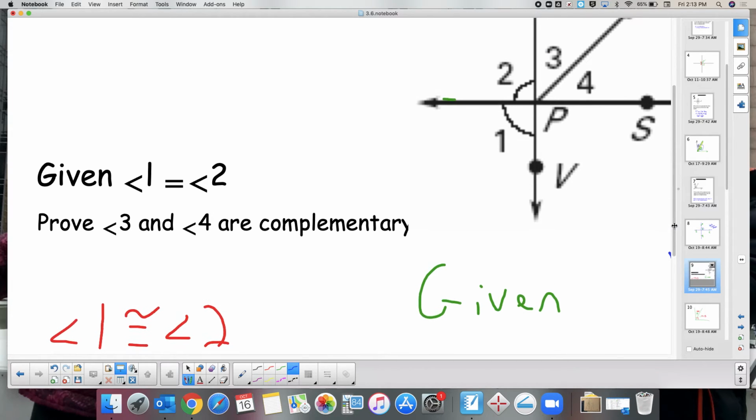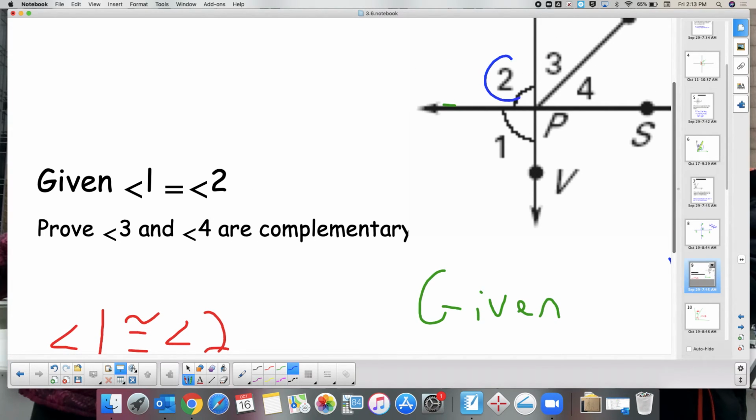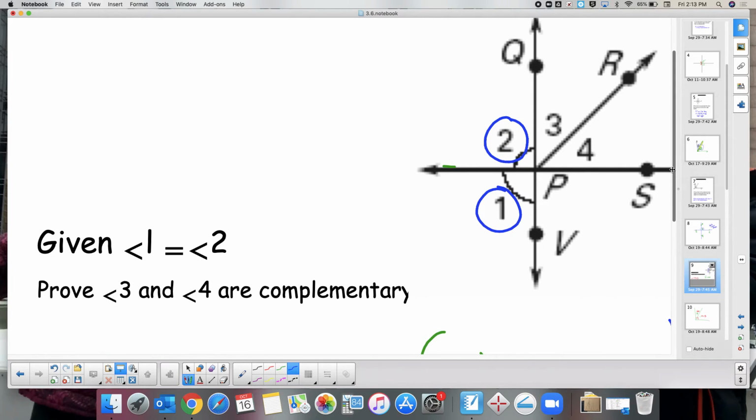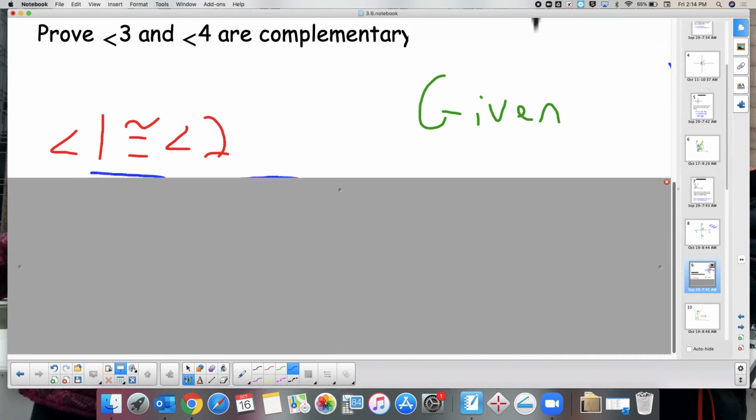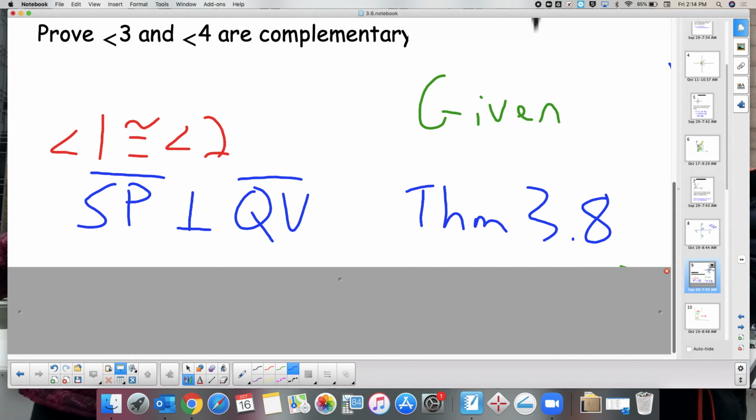Now, if angles 1 and 2 are congruent, one of the theorems we talked about mentioned that if these two angles are congruent, then these two lines are going to have to be perpendicular. So my two lines, QV and PS, will have to be perpendicular to each other. That theorem was theorem 3.8.